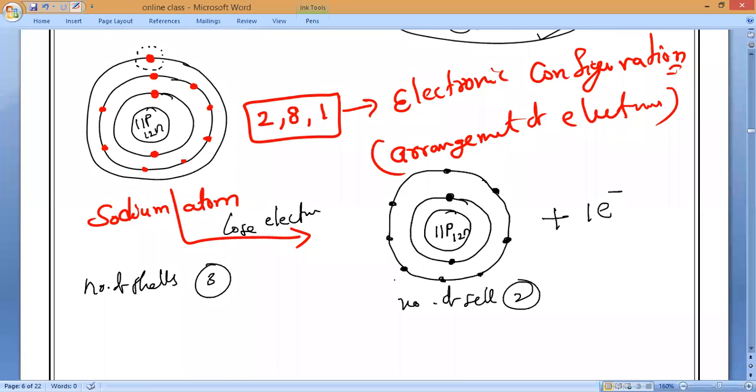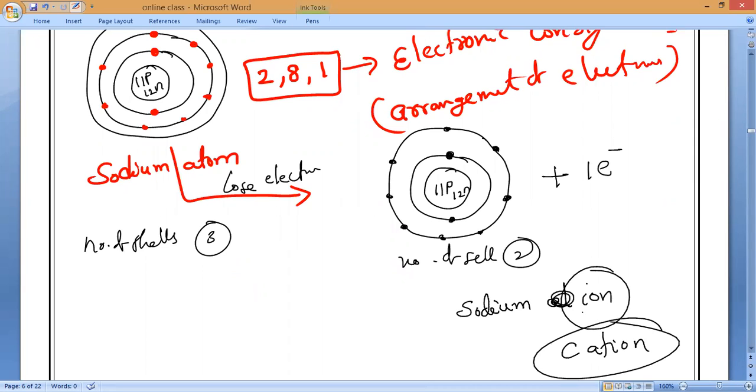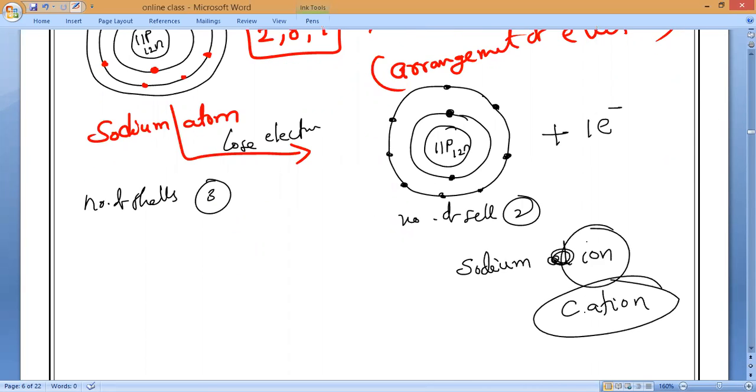Now tell me, who is bigger? Atom is bigger or ion is bigger? Atom is bigger. This is the sodium ion. Which ion, cation or anion? Cation. The cation is smaller than the atom.